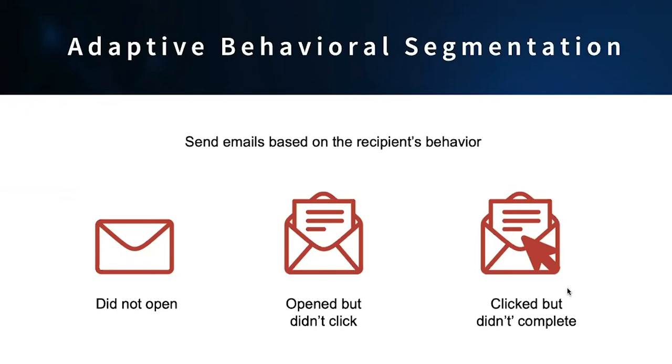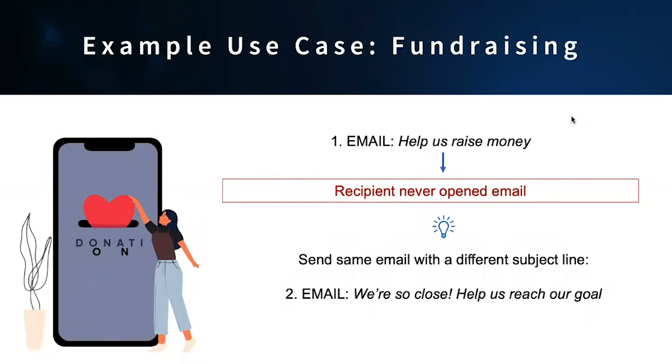So let's look at a quick example and use case where you would be using ABS, which is our short version for adaptive behavioral segmentation. Let's say you're a nonprofit and you'd like to do a fundraising campaign. Obviously for a fundraising campaign, some people might be interested in donating right away. Some people might take a little more time to get them to donate. So let's say your first email goes out, and you ask them to help raise some money.